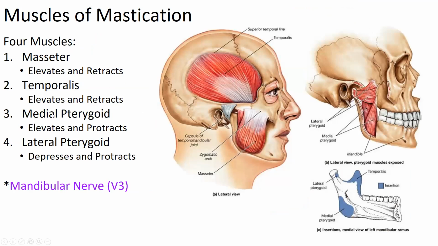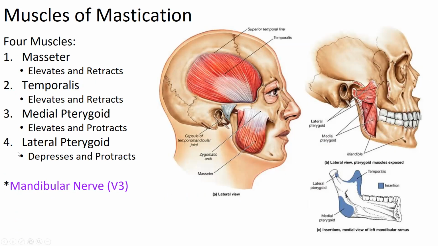Four muscles of mastication, pretty straightforward. Masseter just elevates, retracts. Temporalis elevates, retracts. Medial pterygoid is this guy here, elevates, but instead of retract, it protracts. And then lateral pterygoid is this guy here, and that's going to depress and protract as well. So these, they do like to tag as well. If you see something that's more superficial and has horizontal fibers, that's going to be the lateral pterygoid. And if you see something that's a little bit deeper with vertical fibers, that's going to be the medial pterygoid. It's all mandibular nerve.